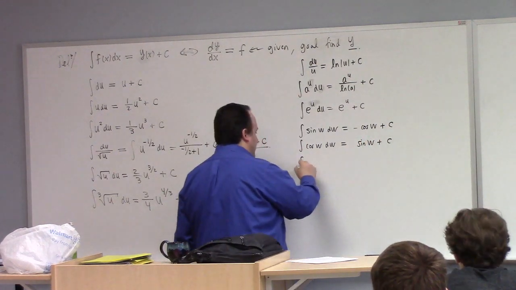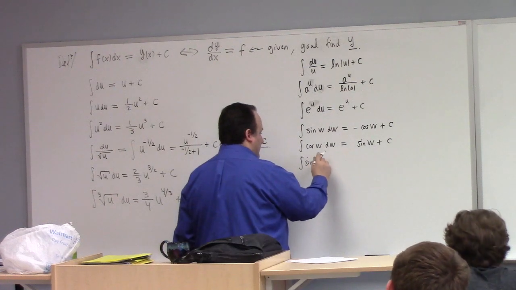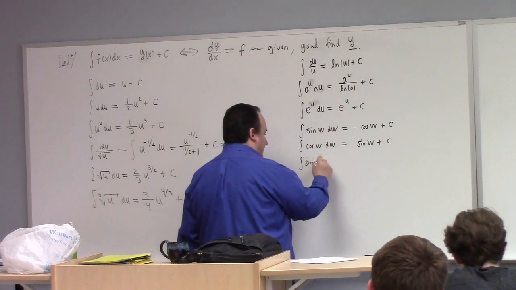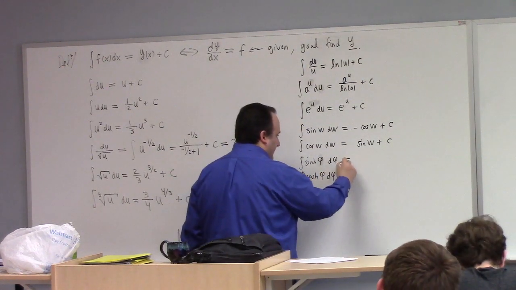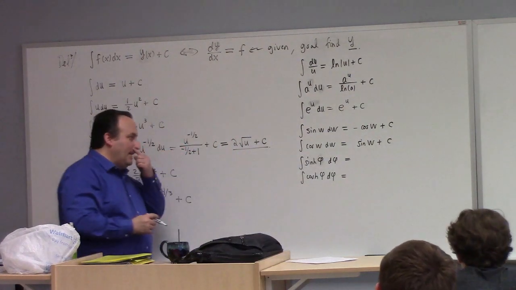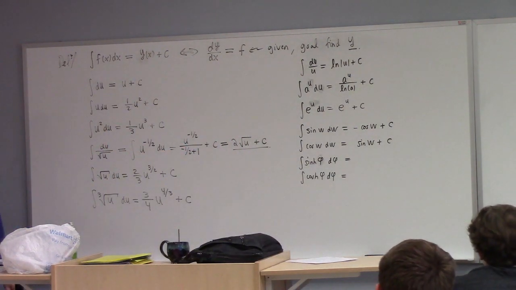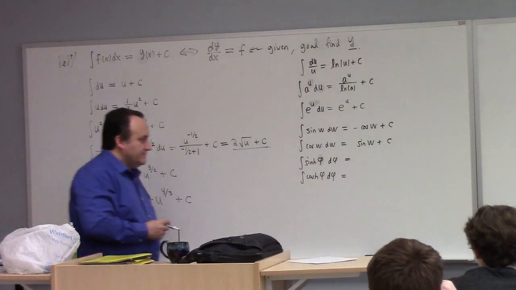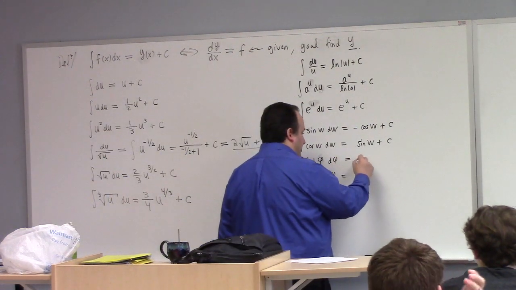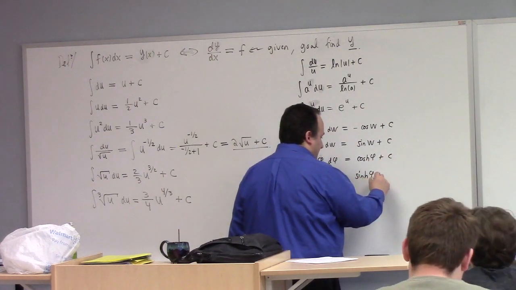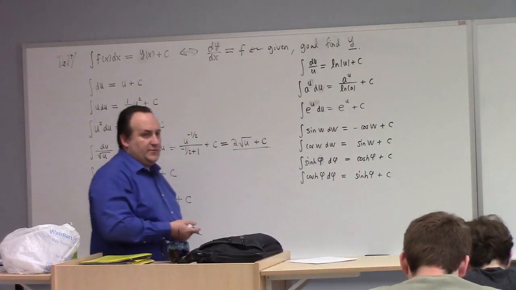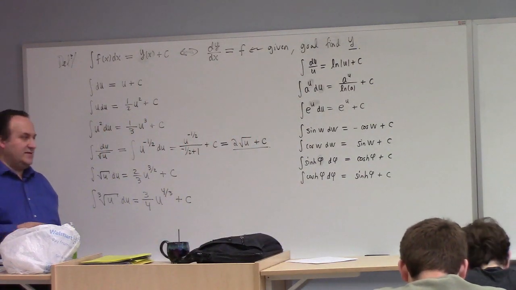What if I add an h to these? What's the integral of sinh of, let's say, phi, d phi? What's the integral of cosh phi d phi? So the answer is cosh phi plus a constant, or sinh phi, because the derivatives of cosh and sinh are respectively sinh and cosh, right? No plus or minuses here, thankfully. Even easier than sine and cosine.